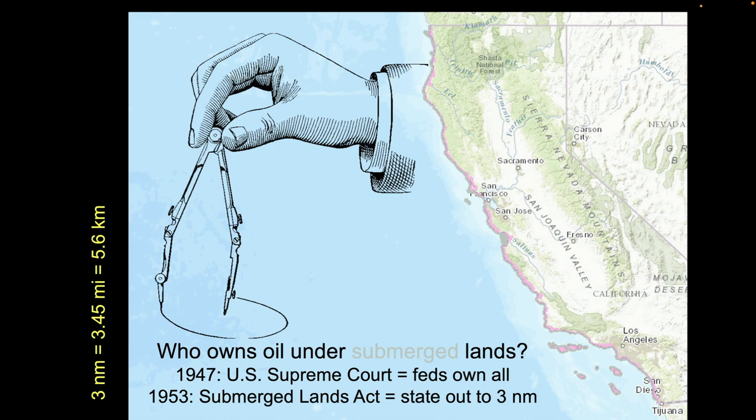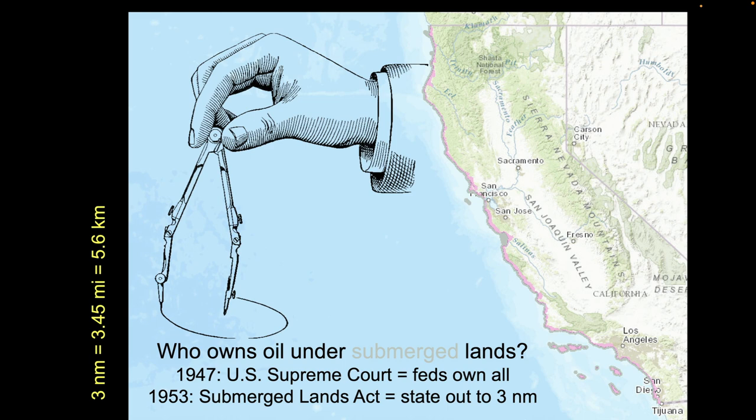And then in the wake of that, there's another series of decisions made. We defined the 3 nautical miles as essentially how far we could shoot that cannon. So we switch, and we say that under the Submerged Lands Act, and this has to do with the rise of the UN and a bunch of things, the submerged lands out to 3 nautical miles the state owns. So those are also called state waters.